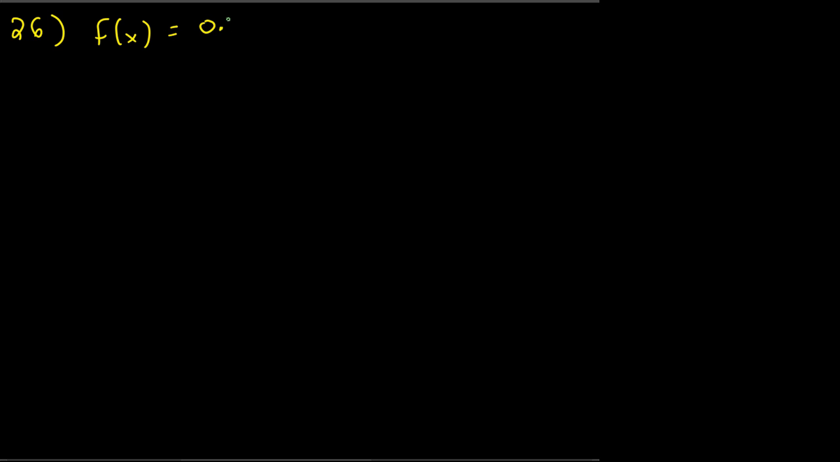which is 0.00000093x squared minus 0.0144x plus 60, where x represents the total number of copies produced. And the cost is in cents.